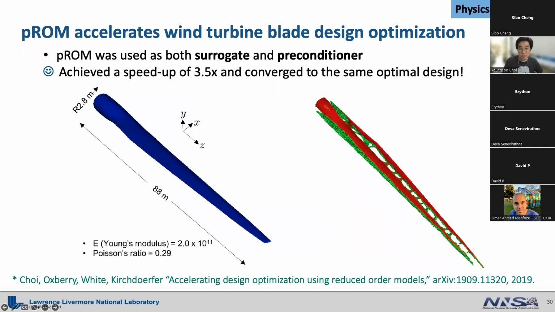The projection-based reduced models can also be used as a preconditioner for the linear system of equation solves that occur during the design optimization problems. Here we have applied the reduced model preconditioner for the wind turbine blade design problem, and the reduced model was able to achieve a speedup of 3.5 times, and it converges to the same optimal 3D blade design.